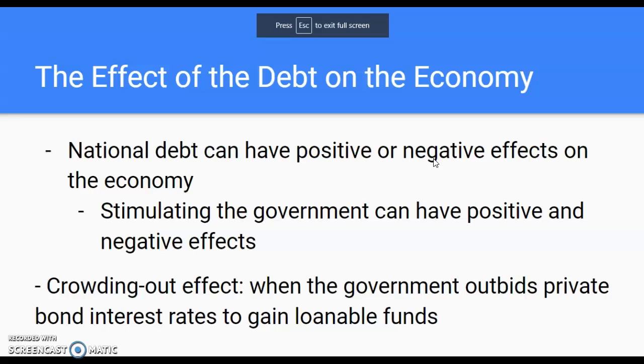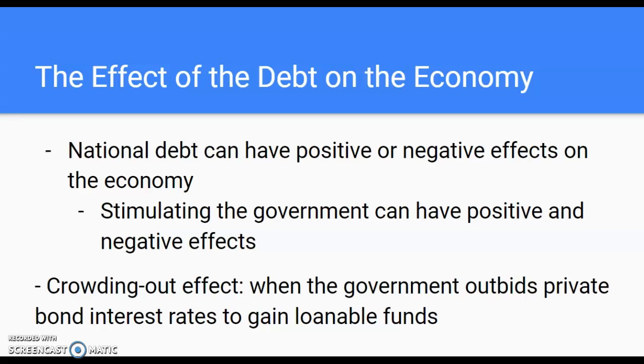So what is the effect of the debt on the economy? National debt can have positive or negative effects on the economy. Typically, when we think about debt, we think about debt in a negative way, but debt can be positive. It can help to stimulate the government because if the government is using money to put towards its citizens, that's not necessarily a bad thing, but it does continue to increase our debt. So that is kind of positive and negative.